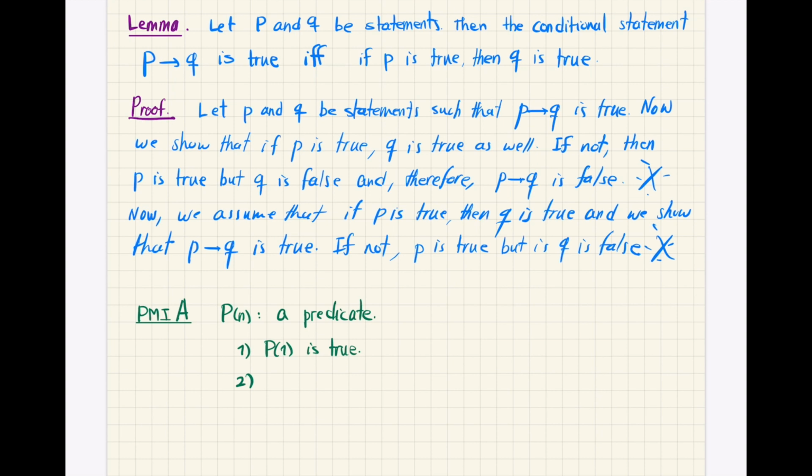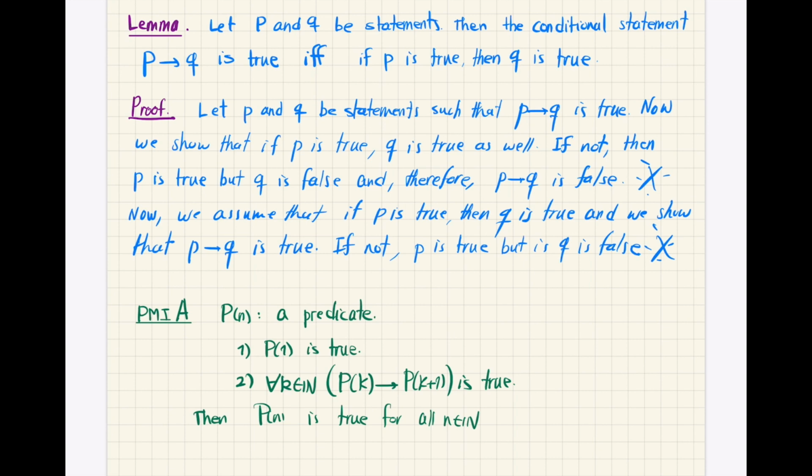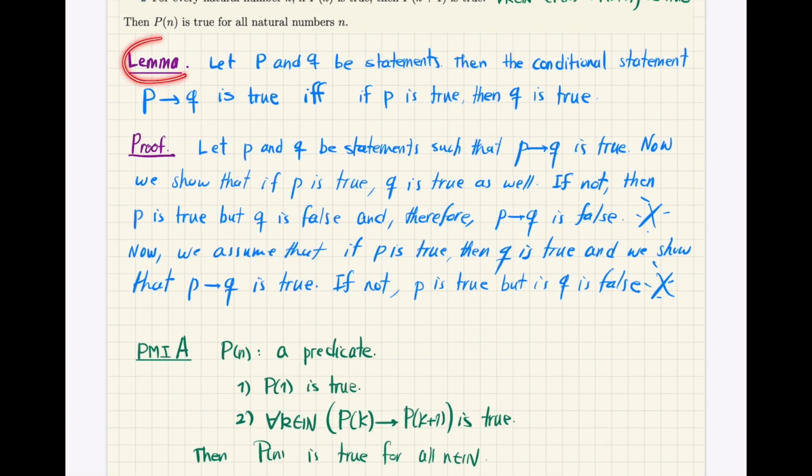Number 2, for all k in the set of natural numbers, the statement is true. Then P of n is true for all n in N. Okay, so that is the version that we have in the previous session. The only thing that I have changed here, I actually used the content of this lemma to rewrite the second statement.